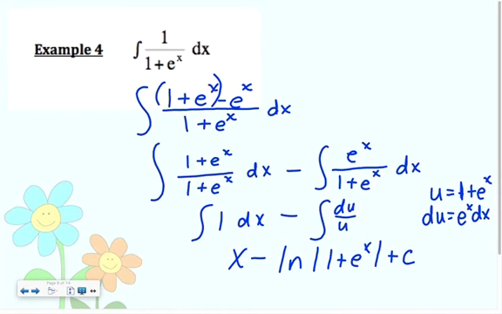Could we eliminate the absolute values? If we're not sure, keep them in. But 1 plus e to the x is always going to be positive. Yep, so we could eliminate them if we want. Okay, any questions there? So that was the toughest one today. But try the next one and see if you have an idea.